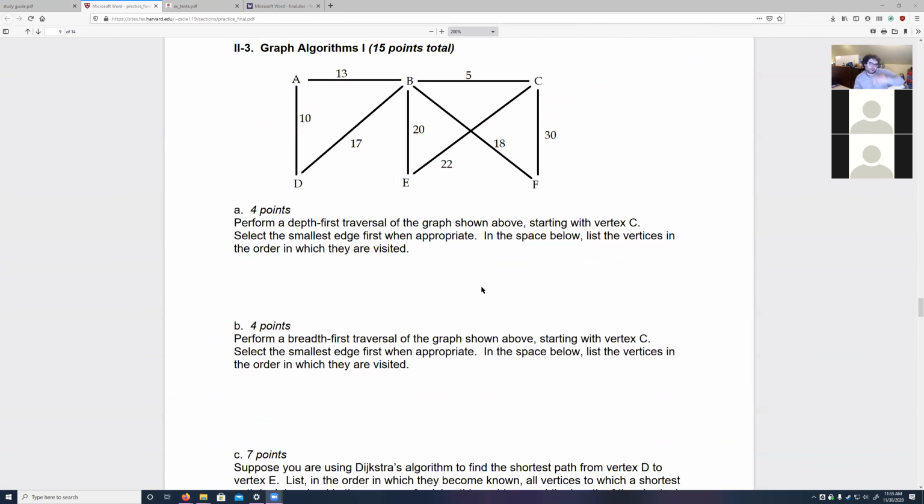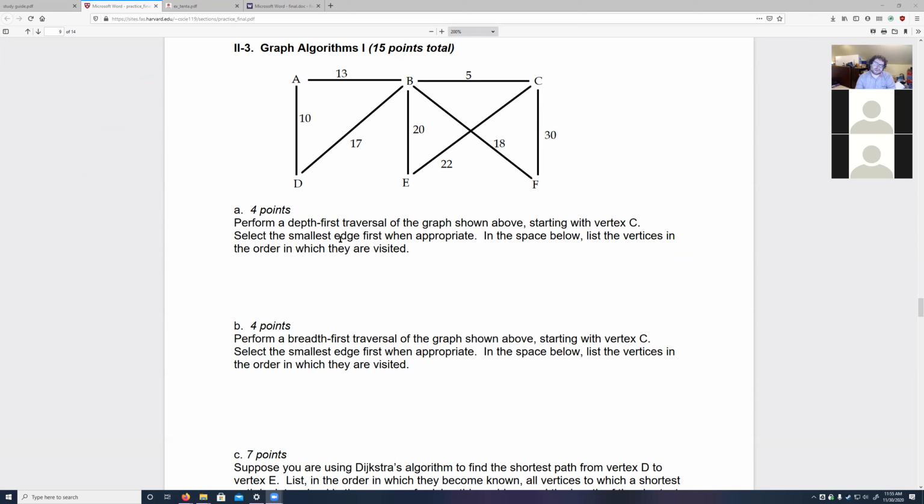All right, graph algorithms. Okay, graph algorithms. Okay, so suppose we had graph algorithms, 15 points total.